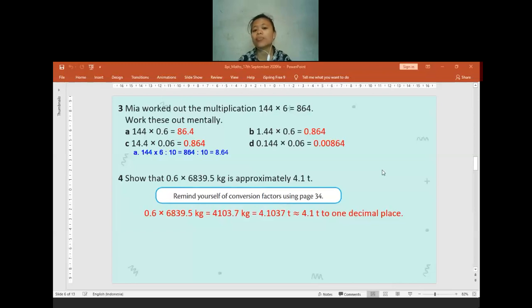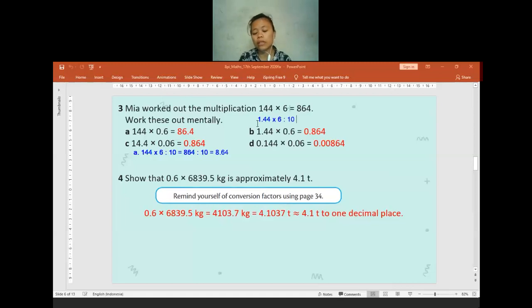For question 3B, you have to do the same thing. So for 1.44 times 0.6, it will be the same thing as you do 1.44 multiplied by 6, and then the result you divide by 10.